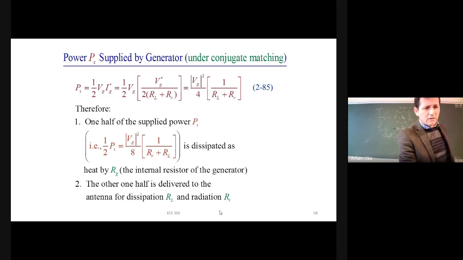The power is equal to 1/2 the voltage of the generator times the complex conjugate of the current of the generator, and we can derive it like this. But one thing that we notice in this case, when we have the perfect matching, is that half of the power is delivered for dissipation and half is delivered for radiation.